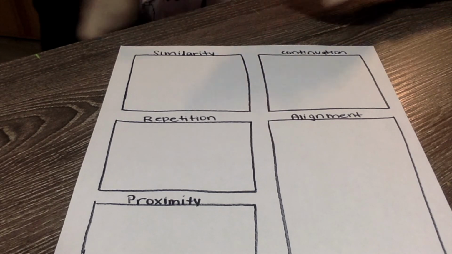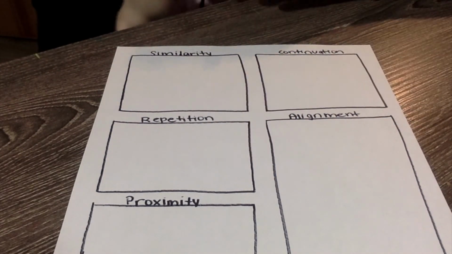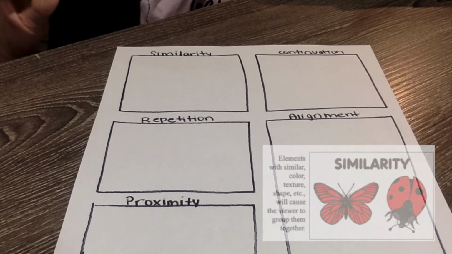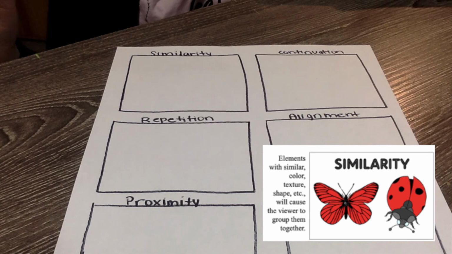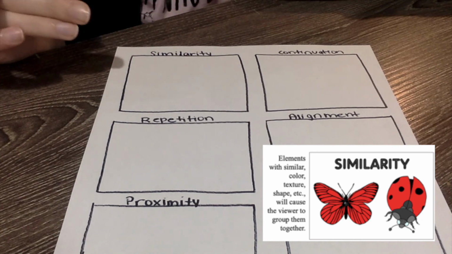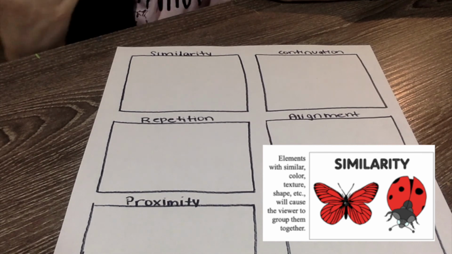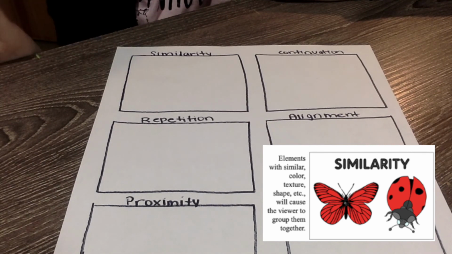Okay, so first we're going to talk about similarity. This can be done when two objects, even though they're different, have a similar color, texture, or shape to them. For example, the example shows a ladybug and a butterfly, and your eye just reads them as two of the same, even though they're different.